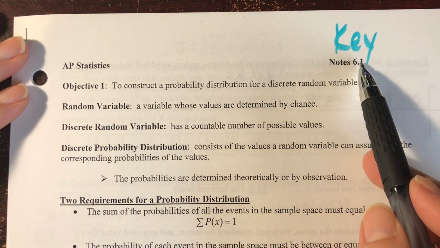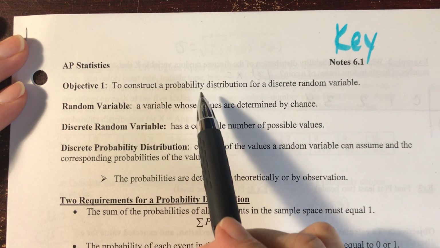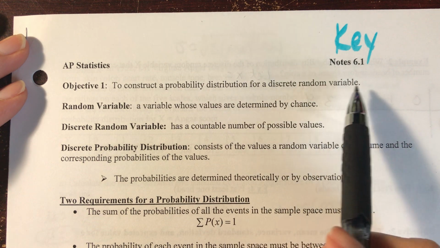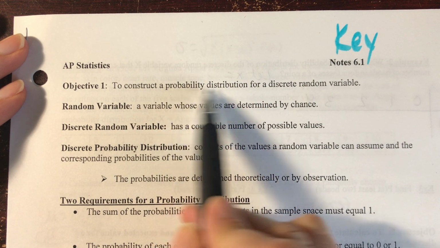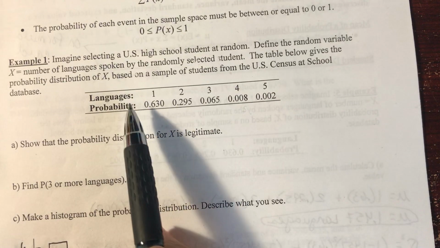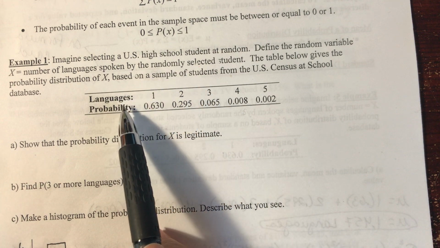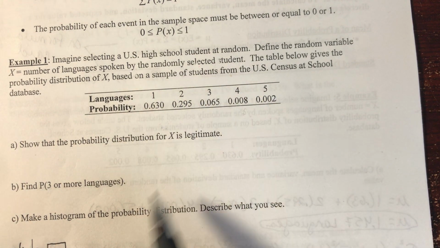Today we're going to begin our notes for 6.1, and our first objective is we want to be able to construct a probability distribution for a discrete random variable. Probability distribution is a fancy way of saying a table of the probabilities. Just before we get going, this right here is an example of a probability distribution. It's a table of probabilities.